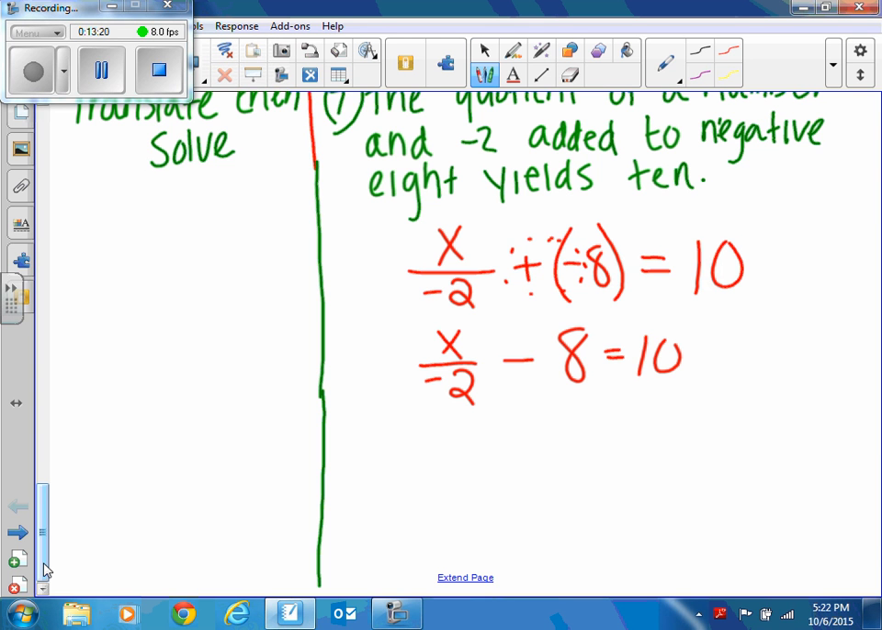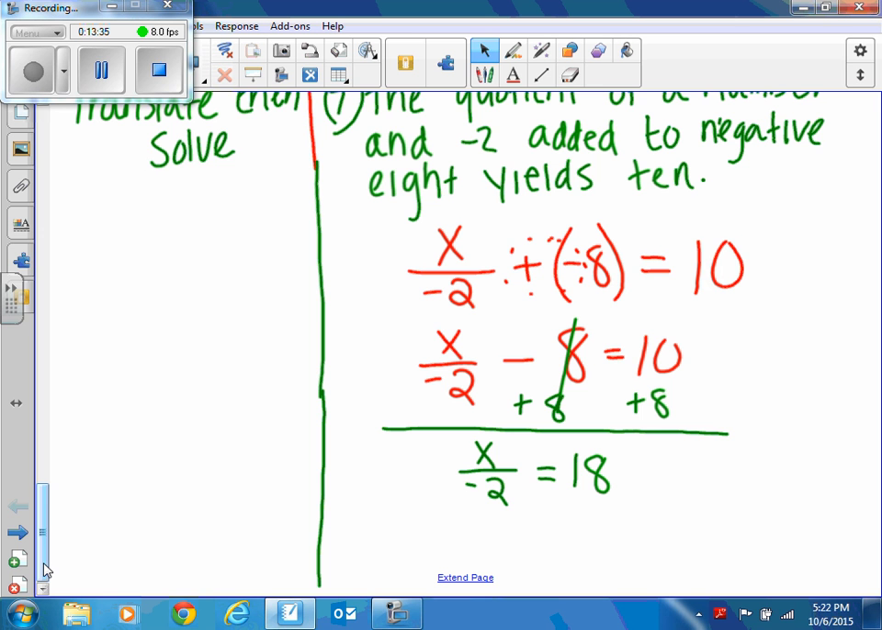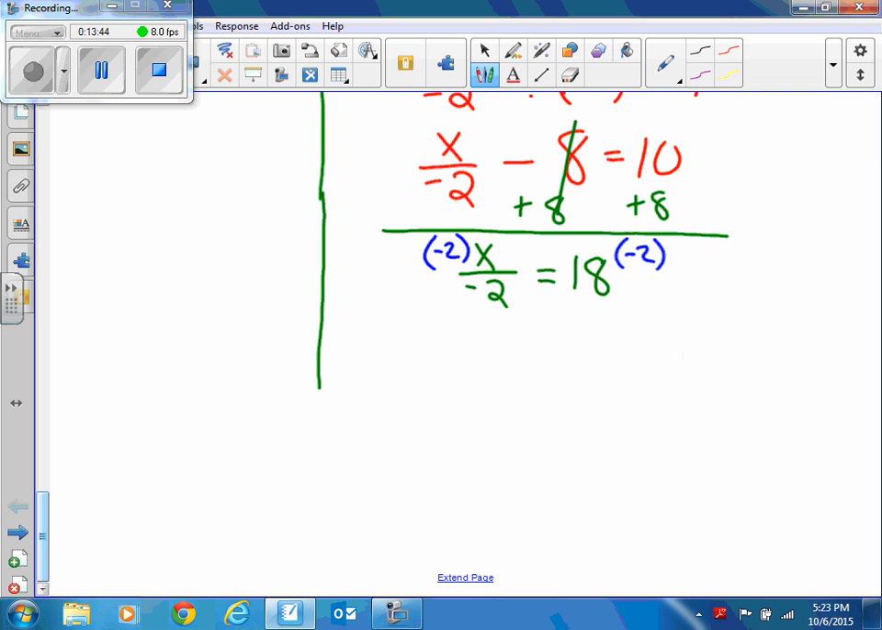First, we're going to get rid of this 8. I'm going to add 8 to both sides. That leaves me with x divided by negative 2. These 8's cancel, equals 18. Now we have to multiply. We're going to multiply by negative 2 on this side, and we're going to multiply by negative 2 on this side. You are left with these two cancels. X equals a negative 36. So negative 36 would be our answer.